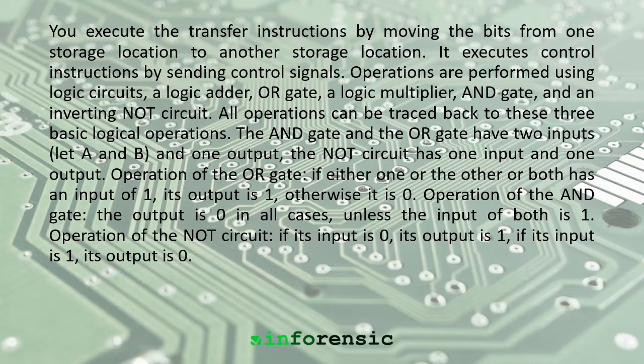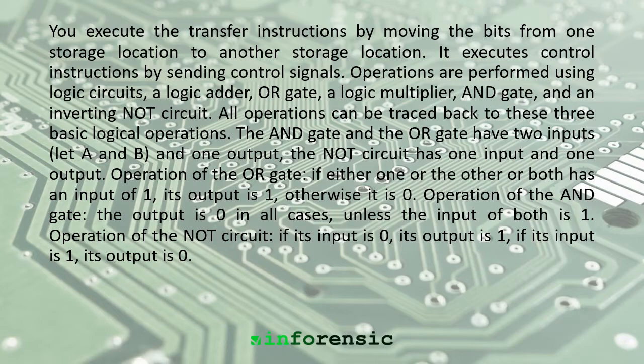The AND gate and the OR gate have two inputs, let's say A and B, and one output. The NOT circuit has one input and one output. Operation of the OR gate: if either one or the other or both has an input of 1, its output is 1, otherwise it is 0. Operation of the AND gate: the output is 0 in all cases, unless the input of both is 1. Operation of the NOT circuit: if its input is 0, its output is 1; if its input is 1, its output is 0.